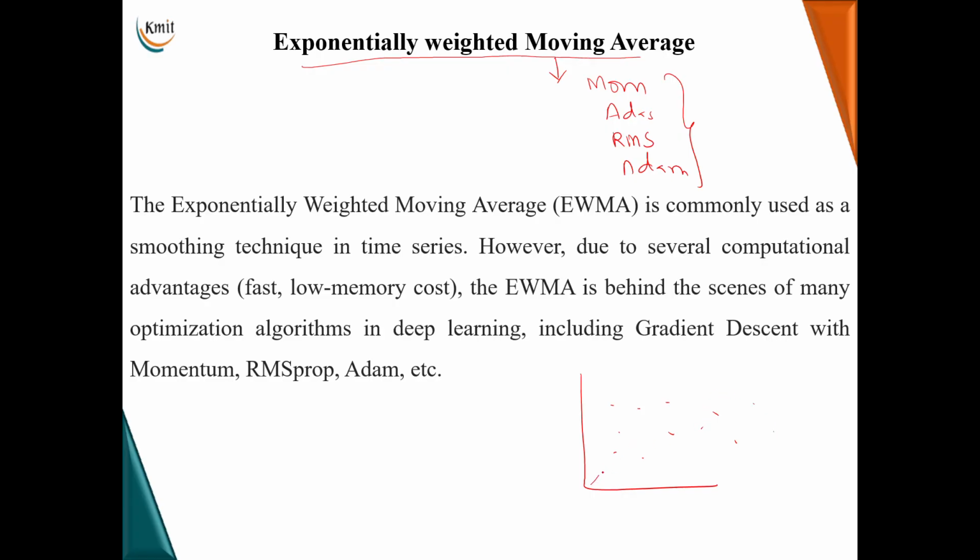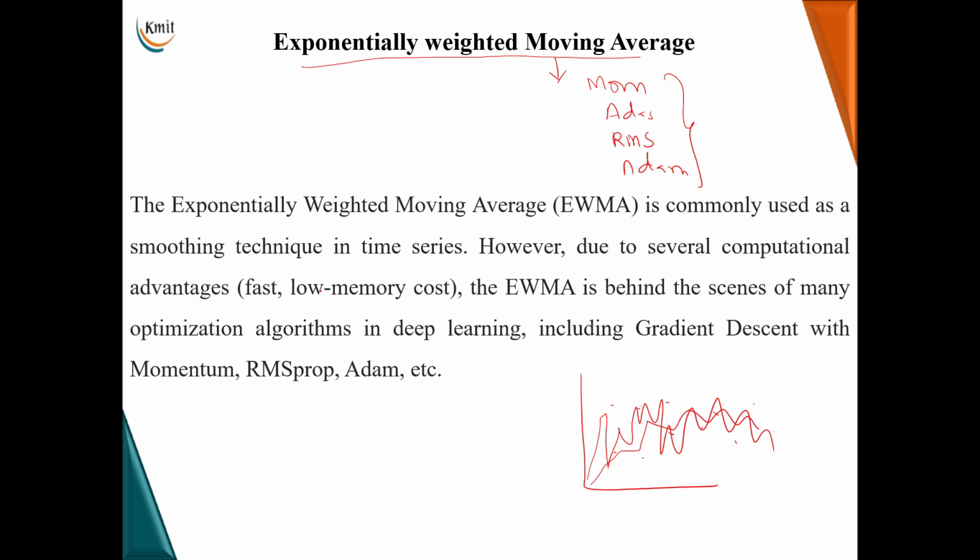To get a smooth version of this complex data, I will find the exponentially weighted average of all these points so that I get a smooth curve. Earlier the curve was something like this. To get a smoother curve, I will find the exponentially weighted moving average of all the data points. So it is a method which finds the smooth value in a time series.